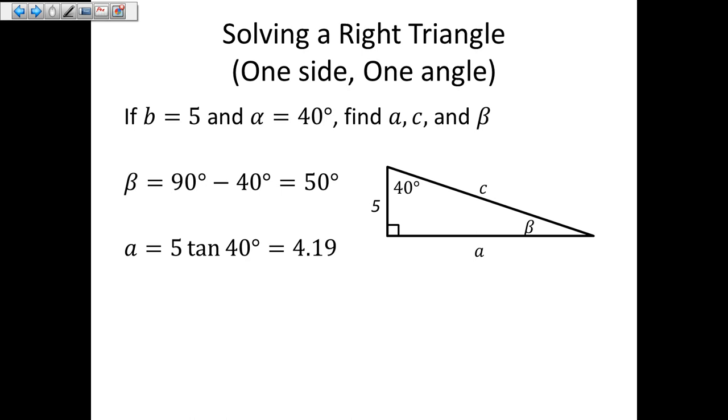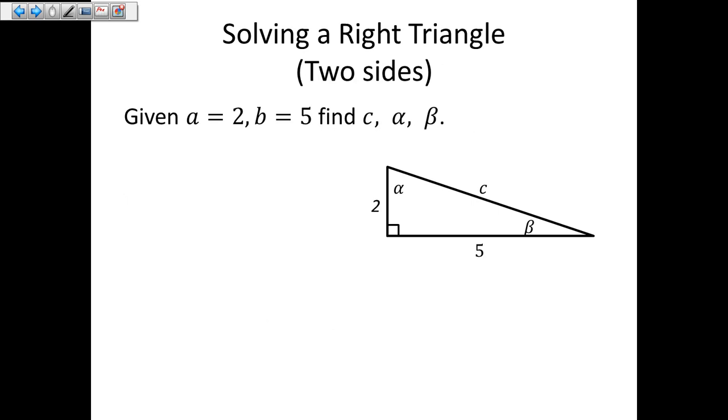Okay, so that leaves one thing left to find, and that would be the hypotenuse C. Well, let's go ahead and use good old Pythagorean theorem. C is equal to the square root of 5 squared plus 4.19 squared. Once we plug that into our calculator, we get 6.52. And we're done.